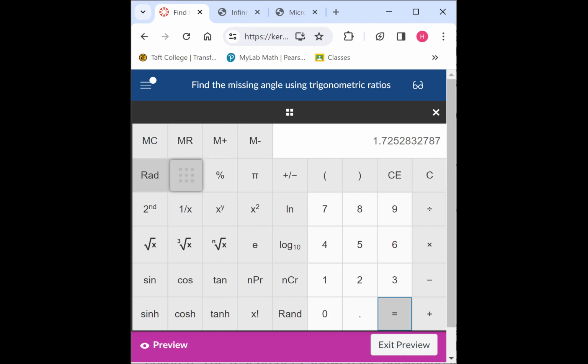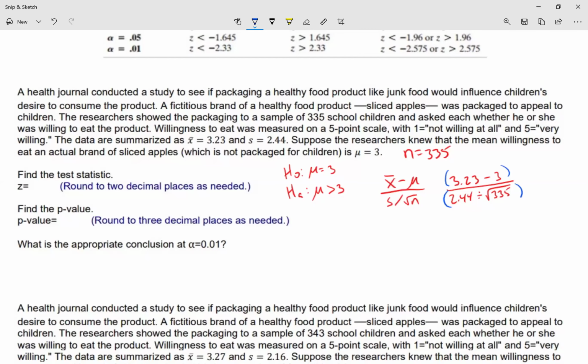So let me come back here. My Z is 1.73. Let me write that down. My Z-score is 1.73. Now find the p-value. Remember, the p-value is the probability that my results happen by coincidence, by chance. Okay, so I gave you guys a table before. So I look at my Z-score on 1.73.